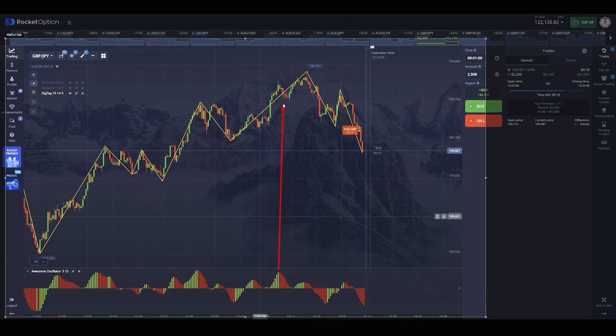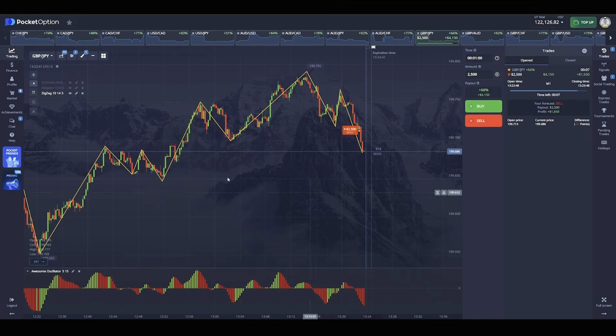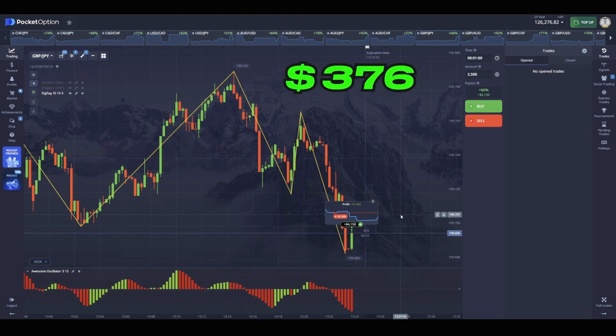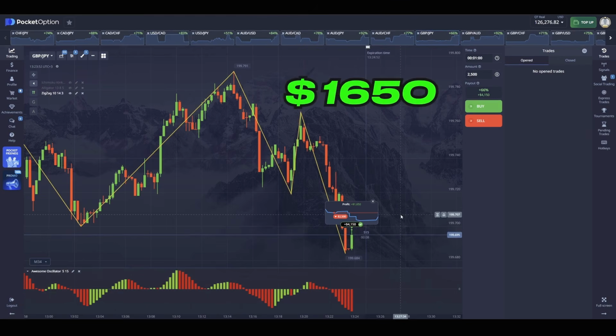So we had 1 entry point, we had a second entry point, we had a third entry point, and so on. All of them were for buying. There were a lot more opportunities here, since the zigzag was moving up. In other words, it was showing us a trending movement. I took 20 points from this trade, made $1,650.